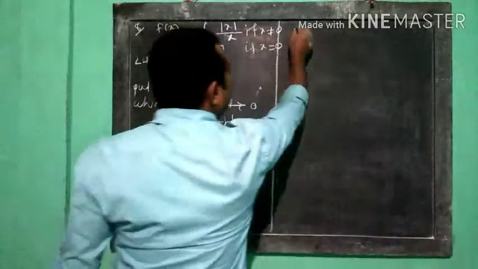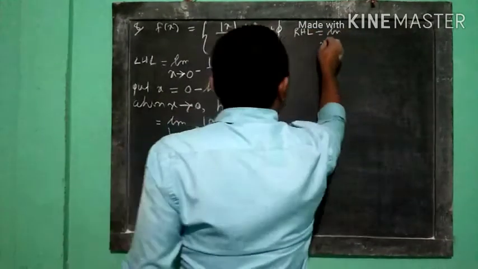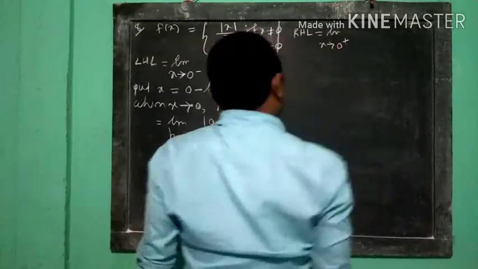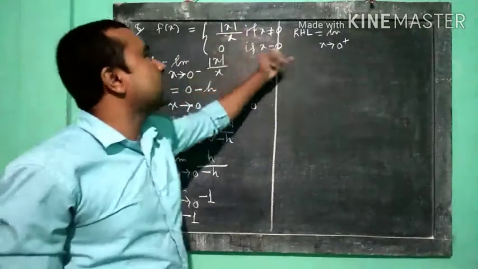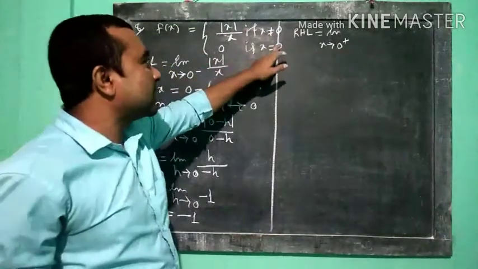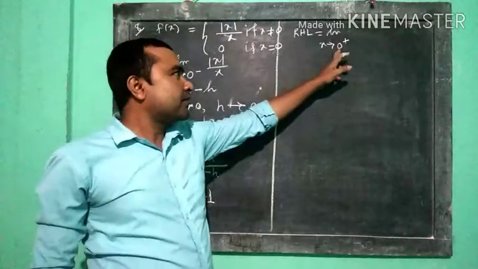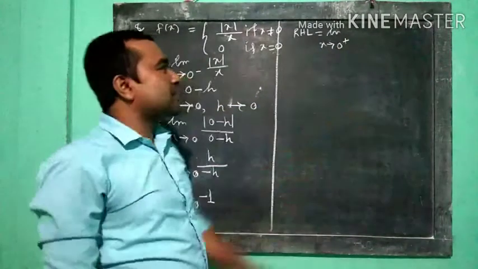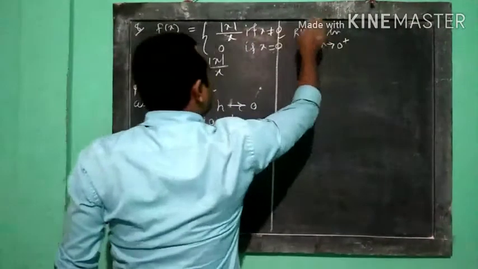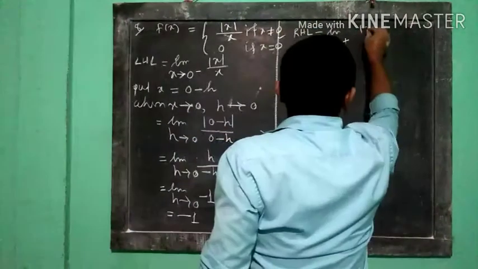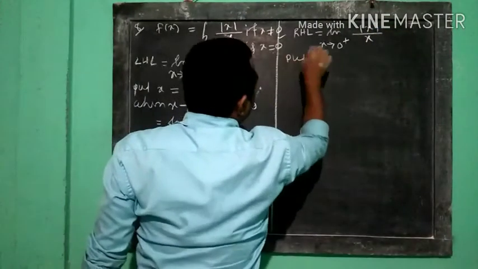Now we are going to find the right hand limit. Right hand limit equals limit x tends to 0 positive. It also takes this value because x is not equal to 0. Exactly if x equals 0, then the value of the function is 0. But here x tends to 0 plus, meaning 0 plus something, so x is not equal to 0. So it takes the value modulus x by x. Now put here, what do we put?